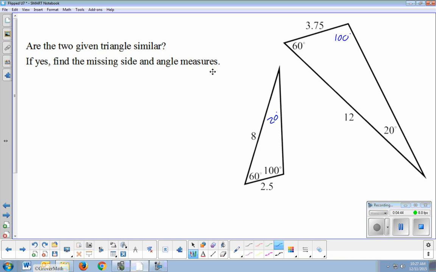So are these two triangles similar? Yes, they are, because they have the same angle measurements. They each have an angle 20, an angle 60, an angle 100. Corresponding angles are congruent.